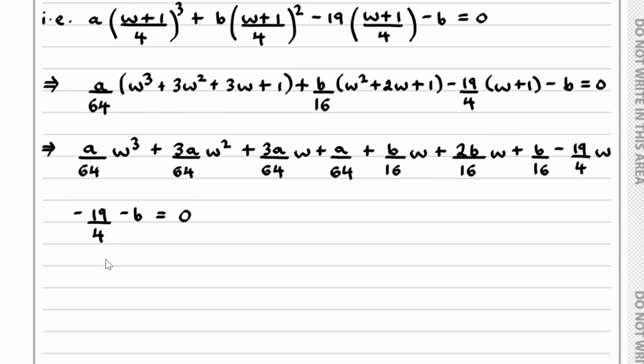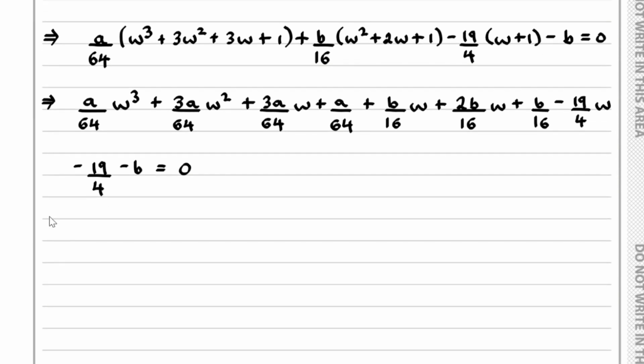Now let's gather all like terms together. We have, for the W cubes, A over 64 of them. And in terms of the W squareds, well, we have 3A over 64. And then we also have B over 16 of them.